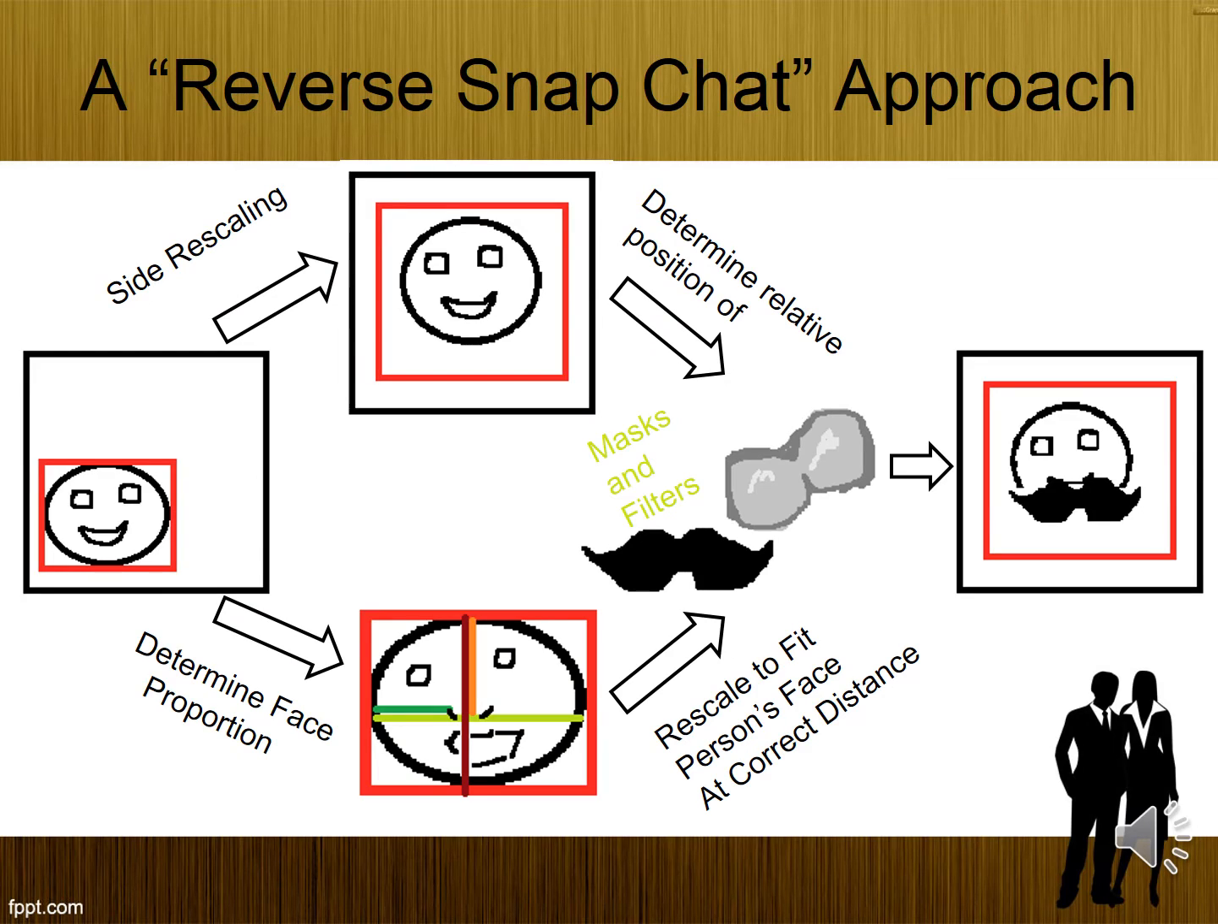The workflow is fairly simple. We determine via the Google Mobile Vision API where the user's face is. Then we apply a rescaling technique to determine how big each side of the rectangle needs to be in order to fill the right area and center it. Then we determine the face proportions for resizing the masks. We put the mask in the right location on the screen.